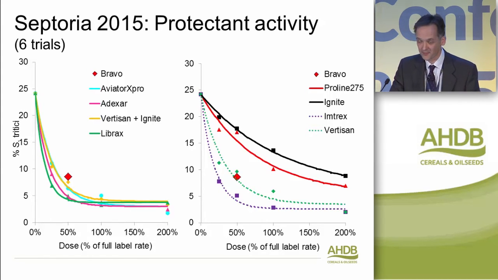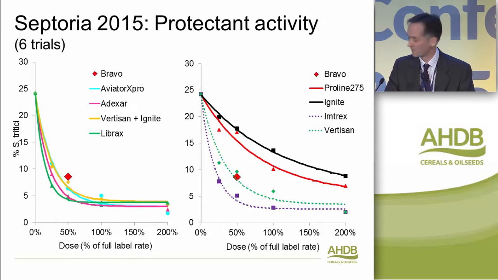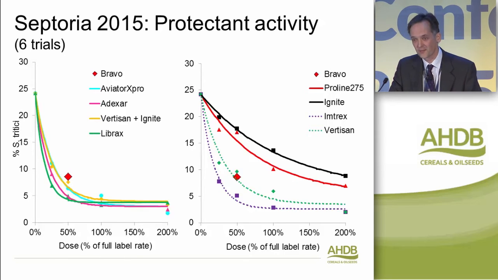You can see on the right-hand side where we have the products with a single active ingredient, Ignite and Proline. Very close in their activity. I think we would say, though, a little bit of separation there between them this year. They're very similar in their activity, but Proline looks slightly stronger in the protectant season this year.